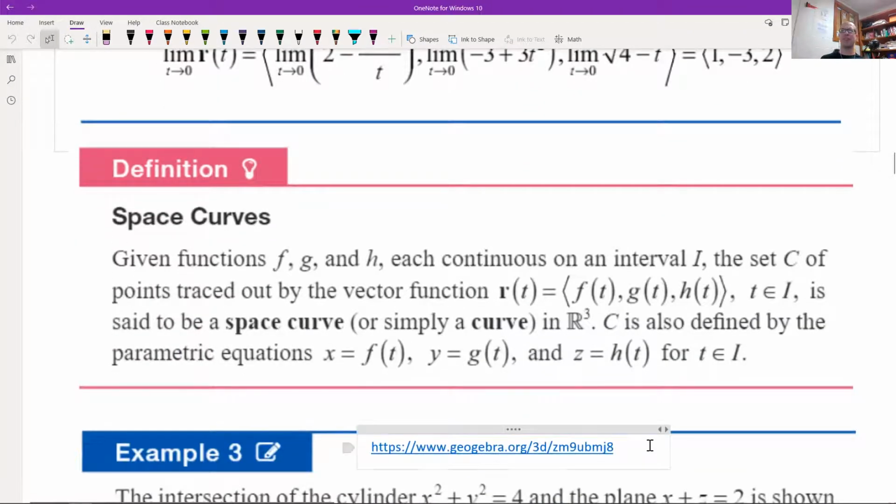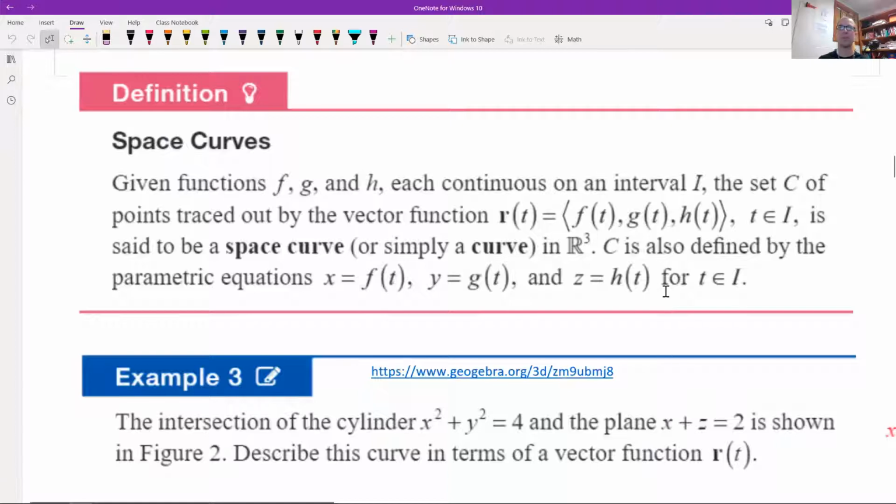Here's the definition of space curve. It's something that we've already pretty much looked at. So yeah, we don't need to spend much time on that. I had it up at the beginning.